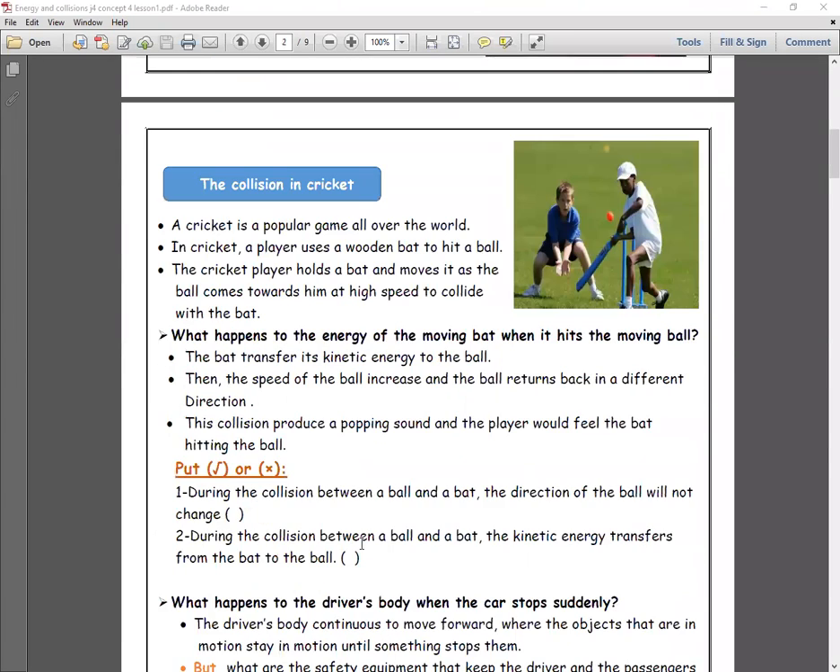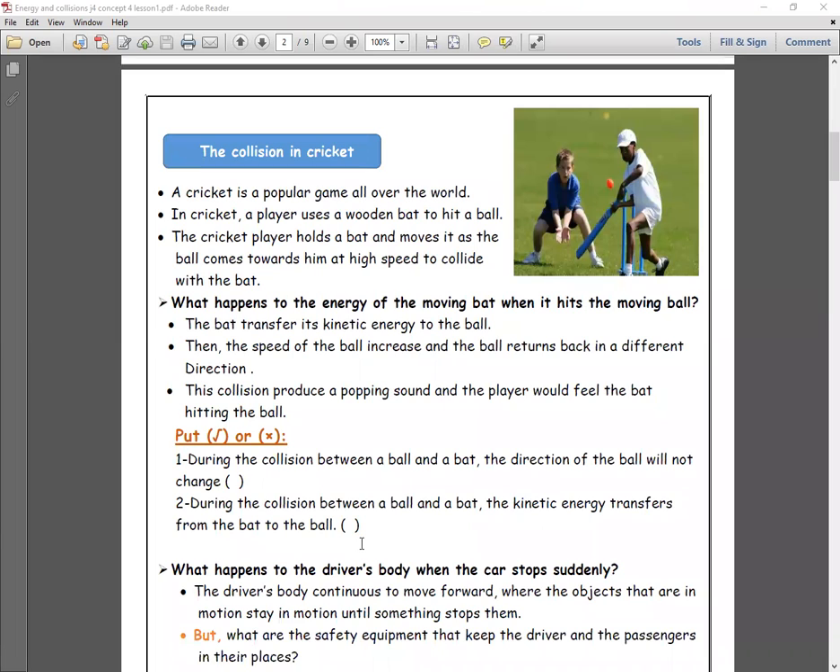Now let's start with the third example, which is talking about a popular game called cricket, okay? What is cricket? Cricket is a popular game all over the world. In cricket, the players use something called a wooden pad to hit the ball. So it's something similar to the idea of tennis. We depend on hitting the ball by using a wooden pad, okay?